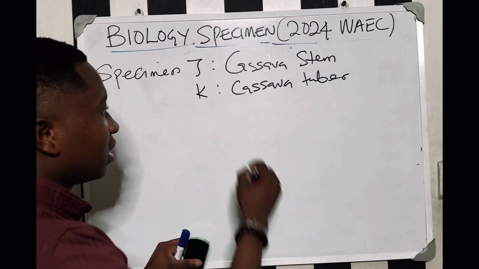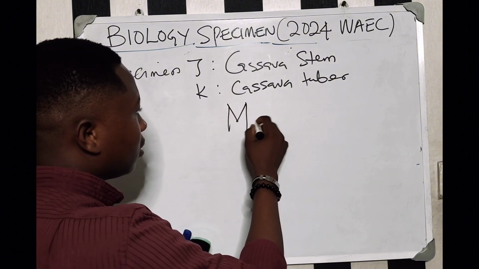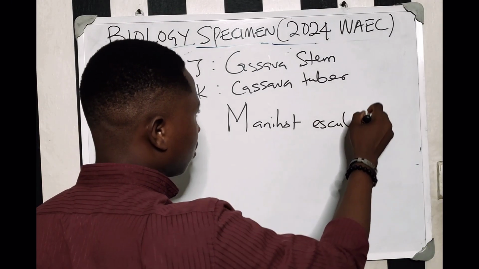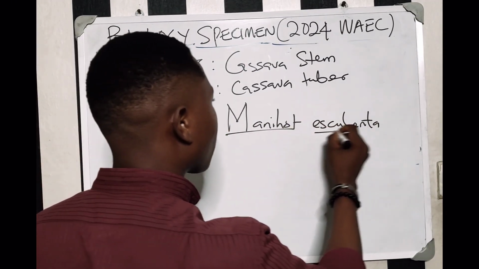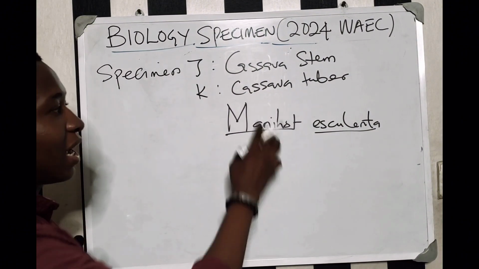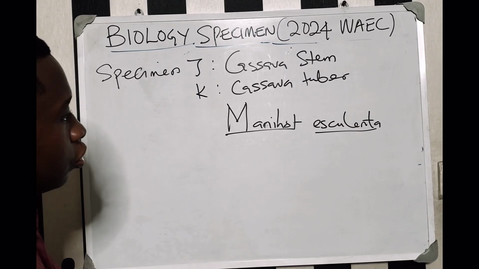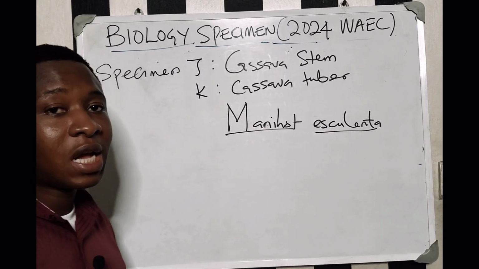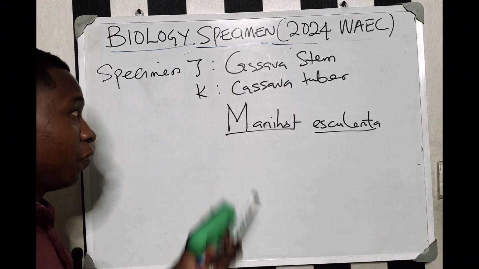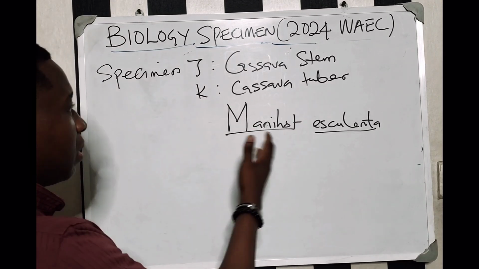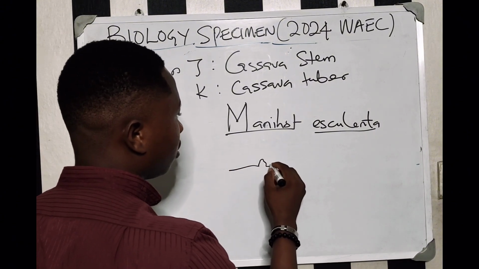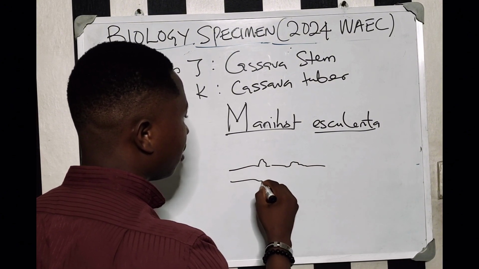Firstly, the scientific name of cassava is Manihot esculenta. Manihot esculenta is the scientific name of cassava. So you should know this. You can also go and check out the taxonomy from the family, order, and other levels, the kingdom. Obviously, this is kingdom Plantae.